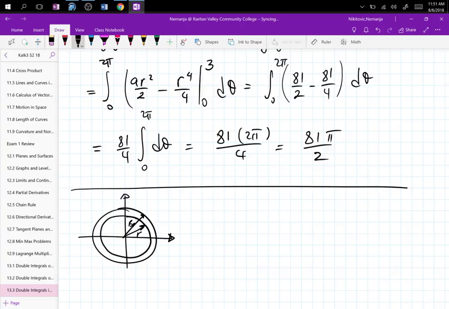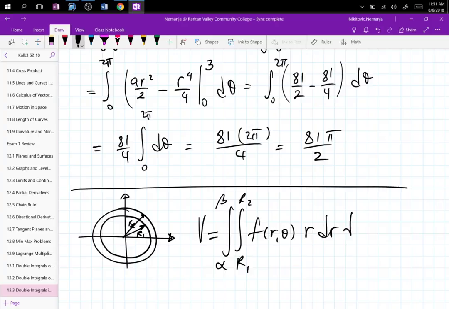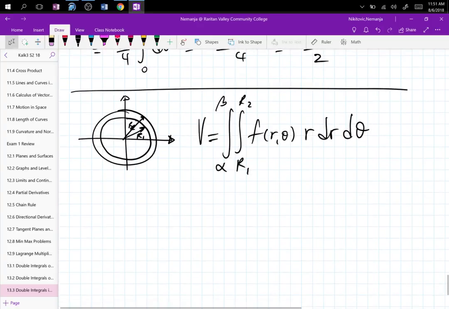So inner is capital R1 and the other one is R2. So I would have the volume to be the integral from alpha to beta, R1 on the bottom, R2 on the top, f of r, theta, r d theta. That would be something to consider if you have a pipe of some sort. Now, guys, when I say pipe, don't dismiss it as, oh, I am not going to be a plumber.